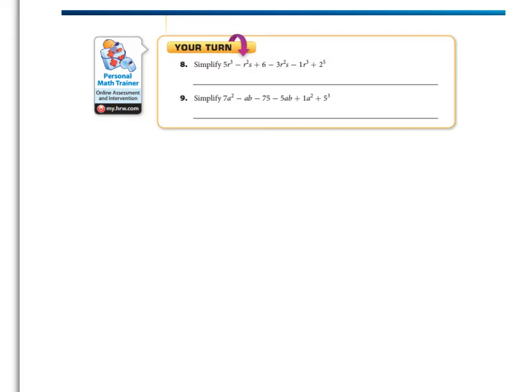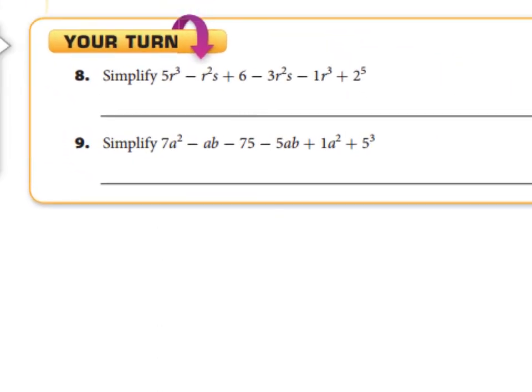So 8 and 9. Let's go ahead and look at 8 together, and then you can do number 9. Well, the first thing I notice in number 8 is that all the way at the end, I can simplify 2 to the 5th, and that's actually 32.